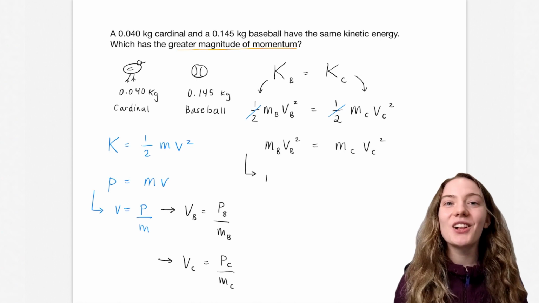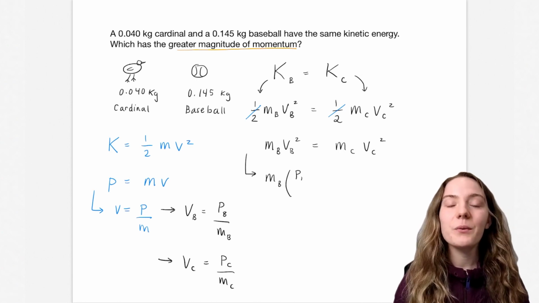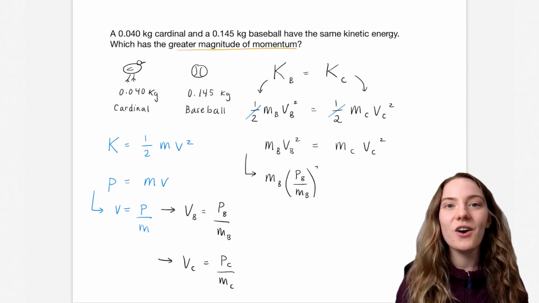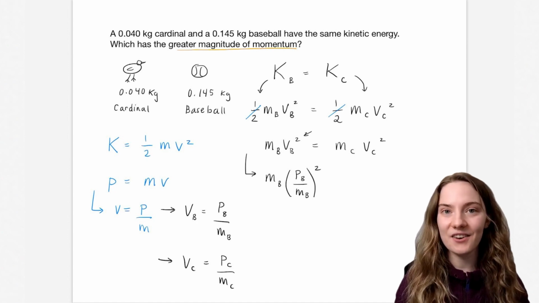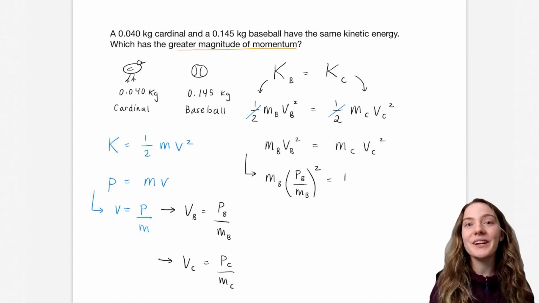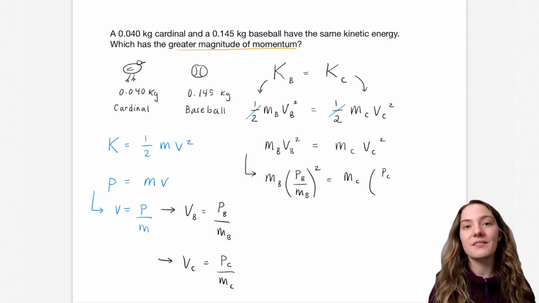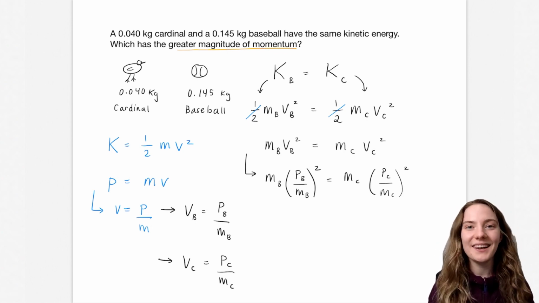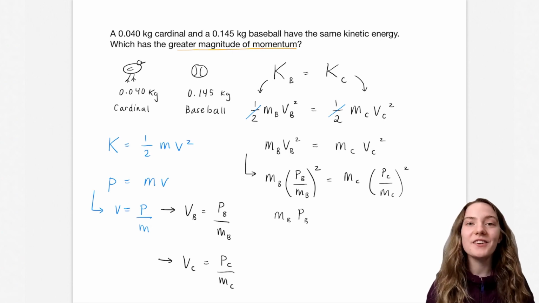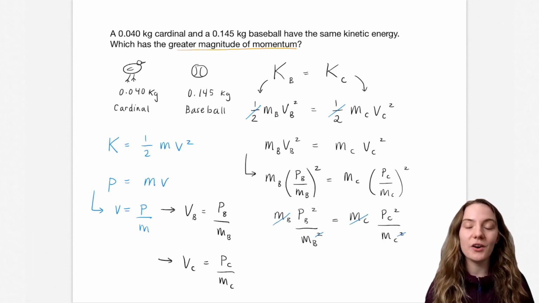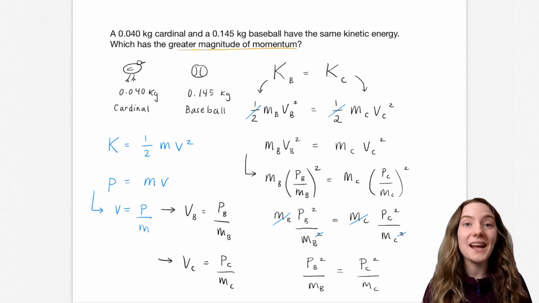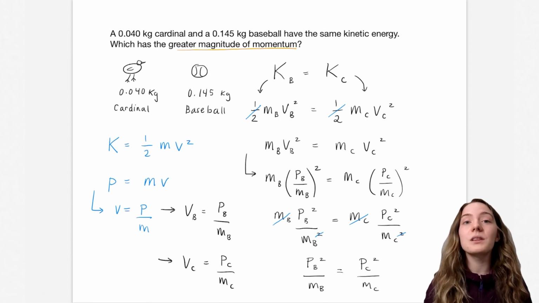So let's do that. Looking at the left side of our equation, we will replace vb with pb over mb. And remember to square it because the velocity in our kinetic energy equation is squared. Now looking at the right side of our equation, we can replace vc with pc over mc and remember to square it. Now, all we need to do is simplify this equation. And when we do that, we're left with this. pb squared over mb is equal to pc squared over mc. So we've taken our kinetic energy equation, we've related it to momentum, and we're left with this.